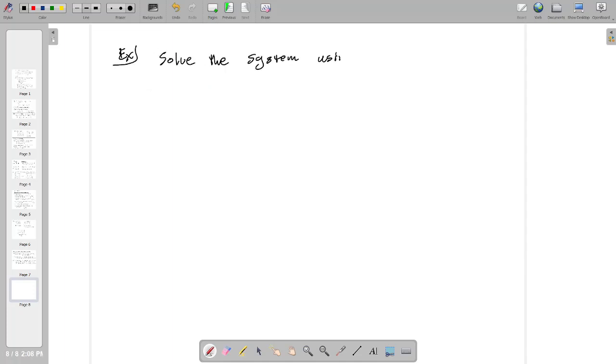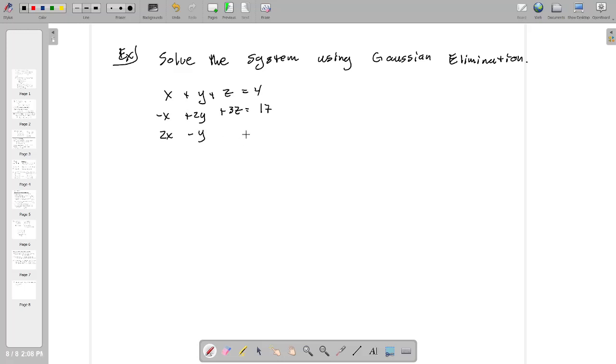Solve the system using Gaussian elimination. So our system is going to be x plus y plus z is equal to 4, negative x plus 2y plus 3z is equal to 17, and 2x minus y is equal to negative 7.